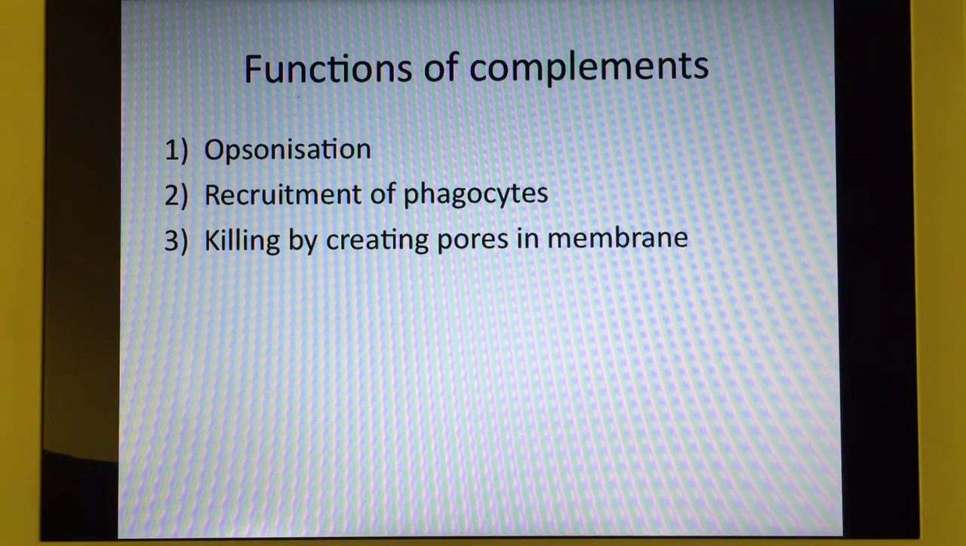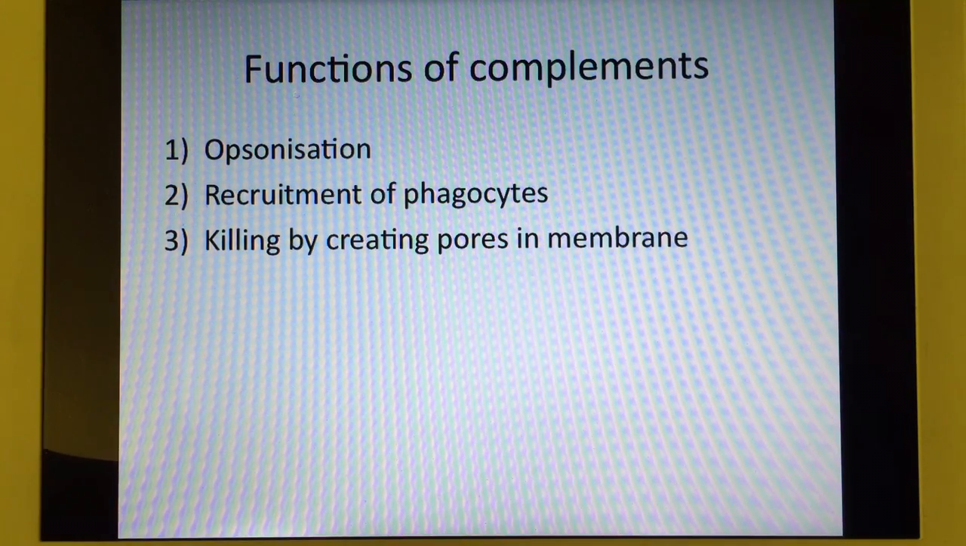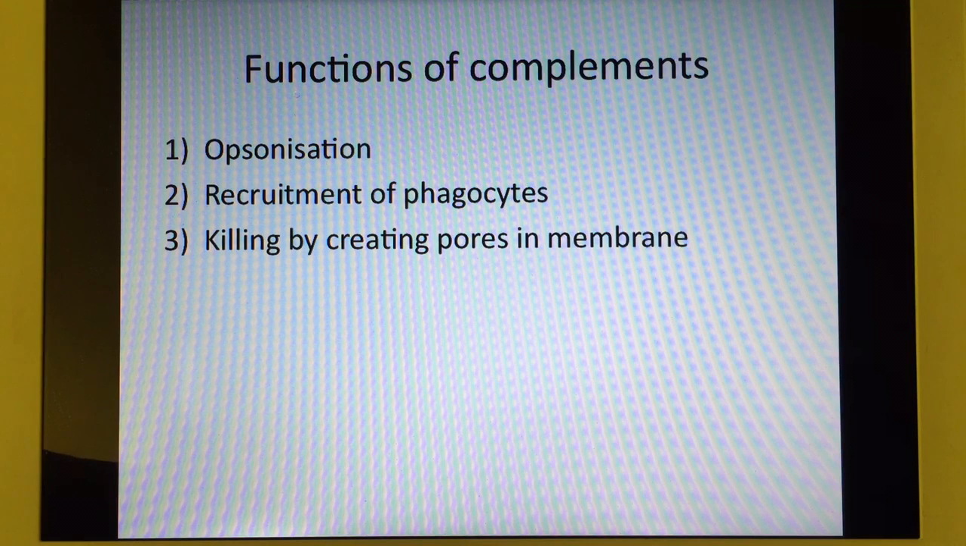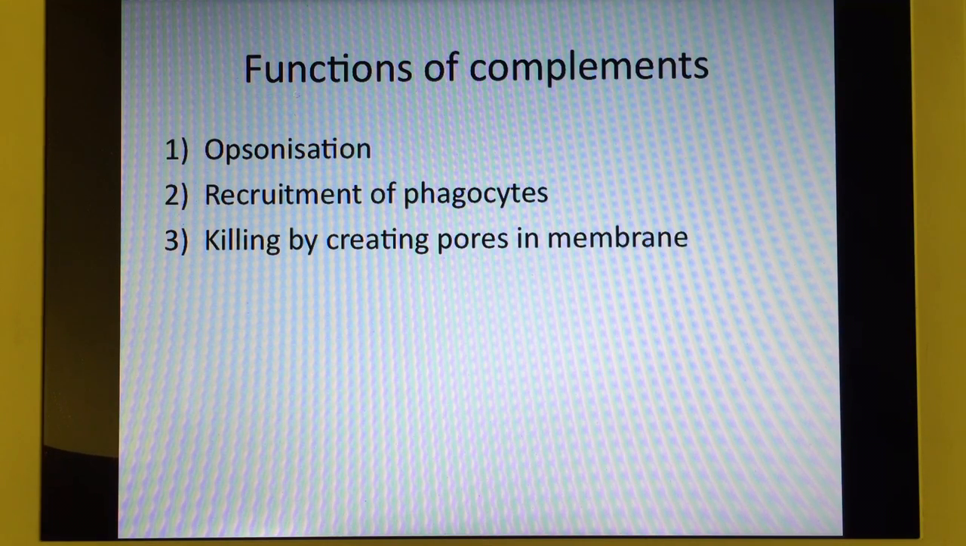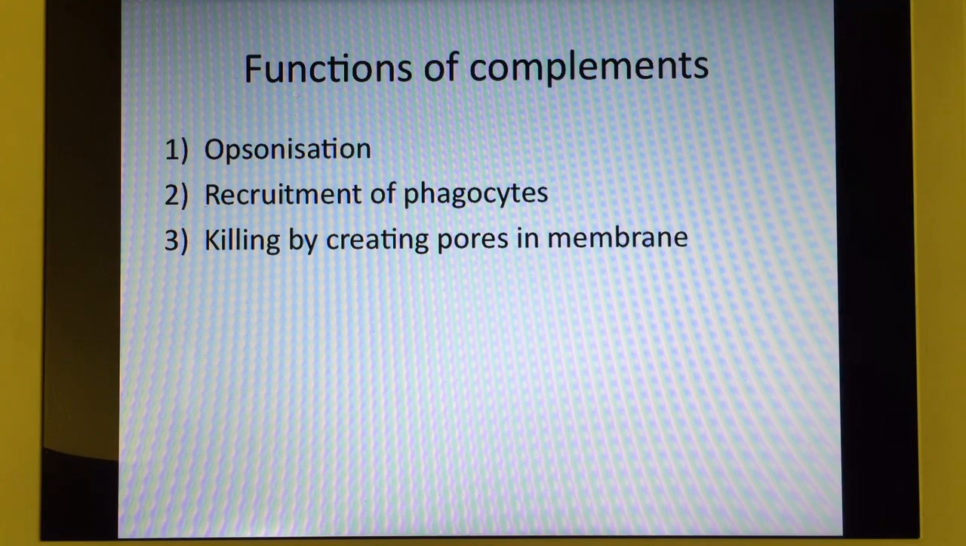The complement cascade is part of the innate and acquired immunity. First, the activated complement components are able to bind pathogens and activate opsonization. Secondly, fragments generated by complement act as chemoattractants to recruit phagocytes. Thirdly, the terminal components of complement are able to kill pathogens by creating pores in the membrane.